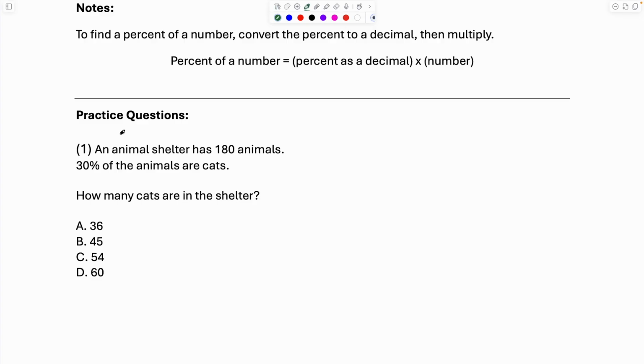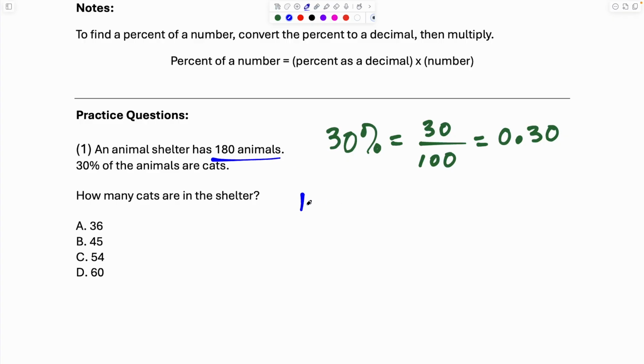For question 1, we have an animal shelter has 180 animals. 30% of the animals are cats. How many cats are in the shelter? So what we do here, once again, is we convert the percent to a decimal. We have 30%, which we could express as 30 out of 100. And then 30 out of 100 is 30 hundredths, which is 0.30. So that's our percent as a decimal, and we multiply that by the number. We're going to take that decimal and multiply it by the total number of animals, which is 180. So we're doing 180 times 0.30.